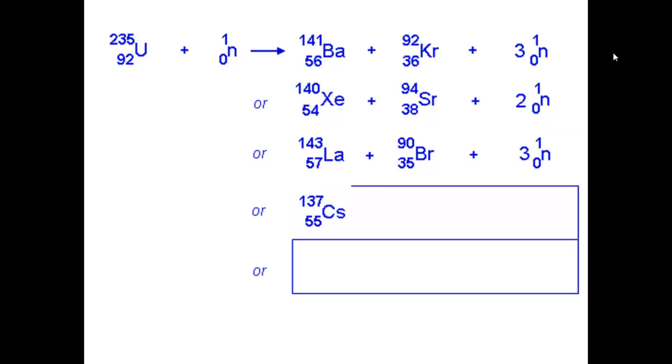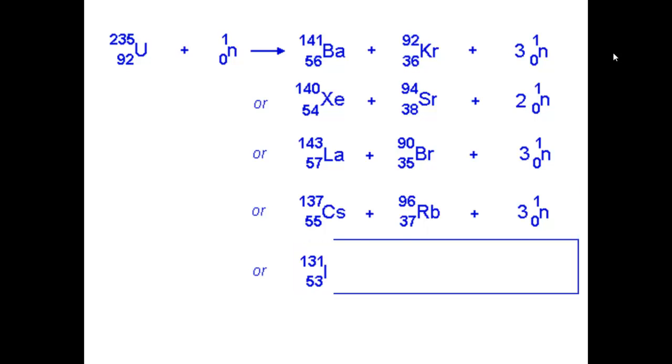The next one is the last one, a bit more difficult. 131 plus 89 is quite a bit shorter of 236.